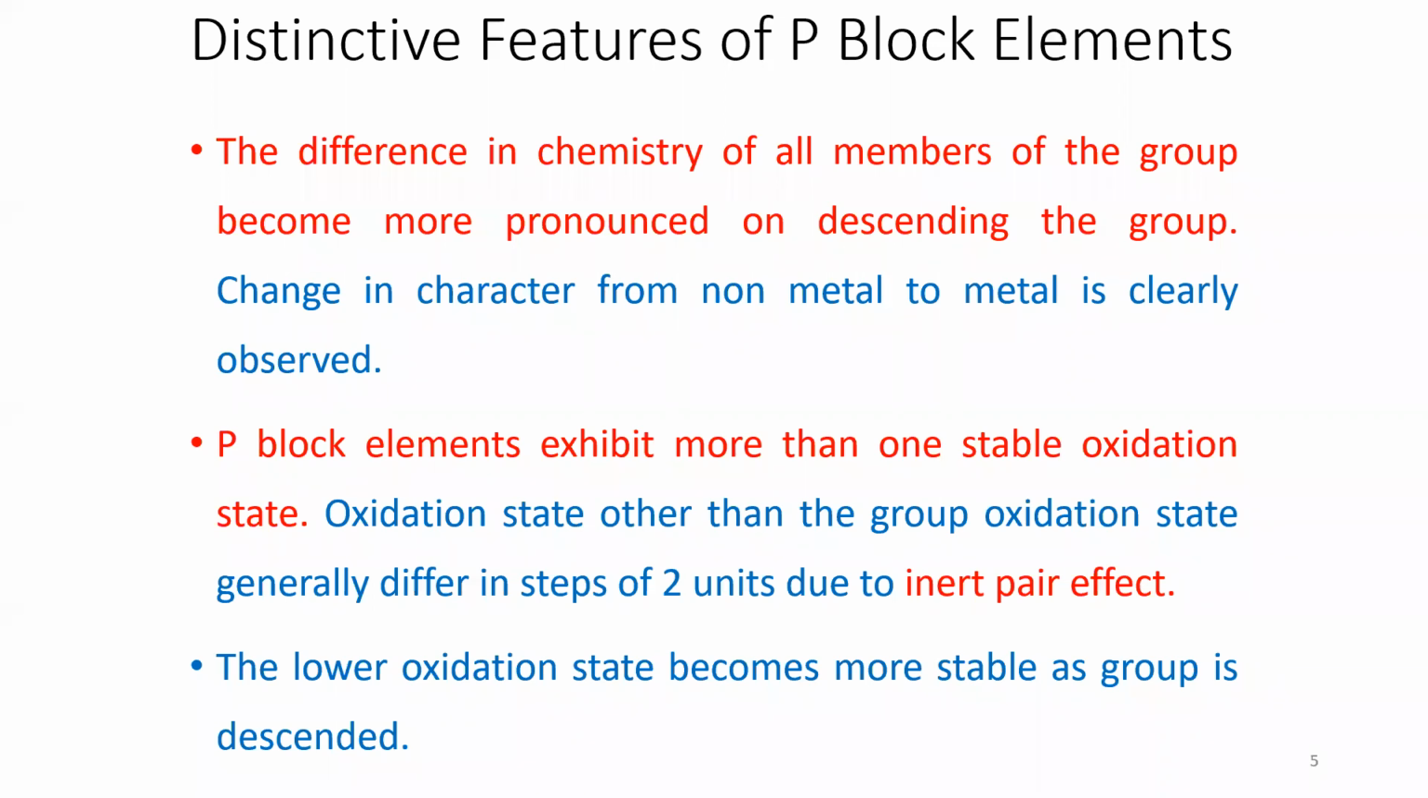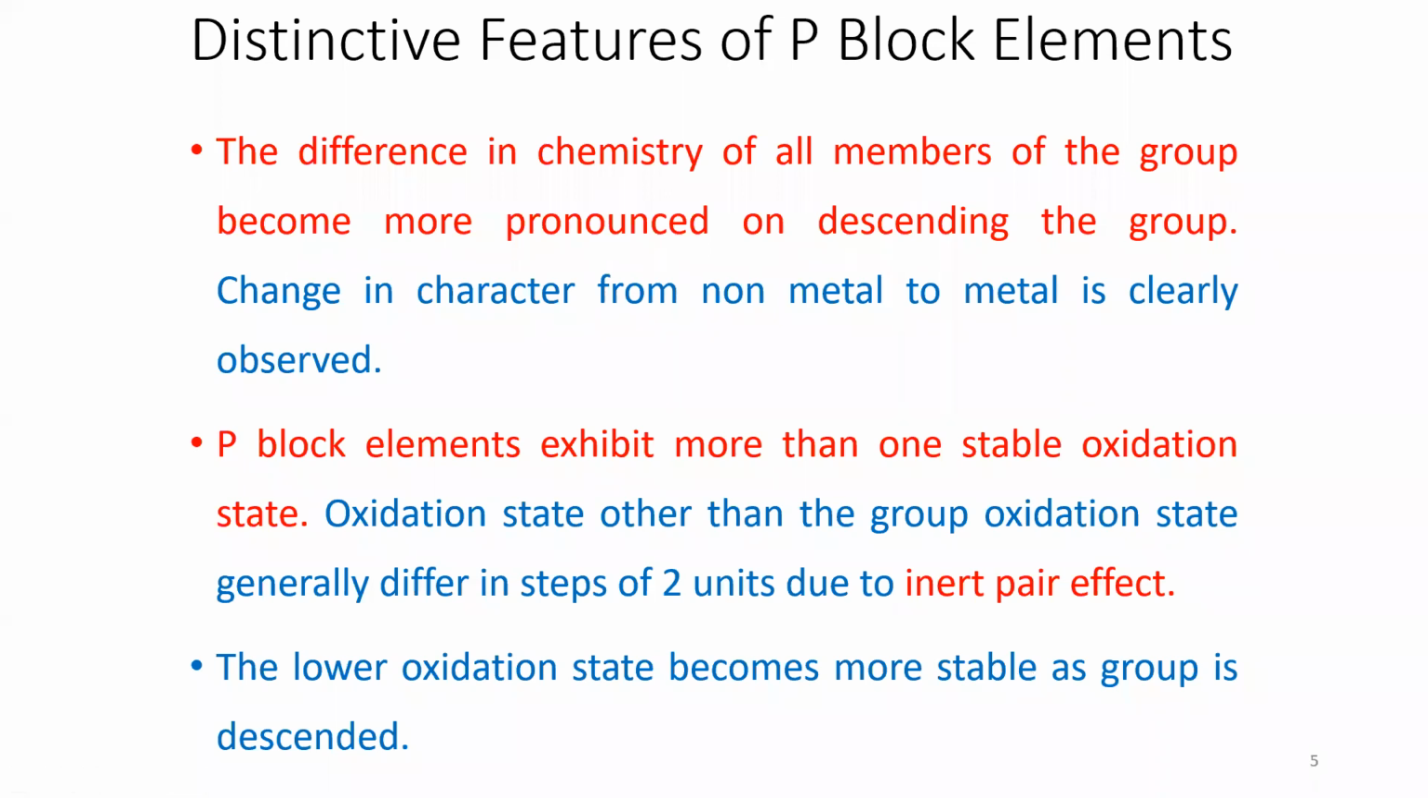And because of this, the outermost electron, which most times is the s orbital, they don't want to share that valence electron. And so that is actually what we mean by inert pair effect. That s orbital remains unshared. And that is why most times as you go down, you see that the elements are more stable in +2 oxidation state. So that is actually what we mean by inert pair effect. So the lower oxidation state becomes more stable as the group is descended.